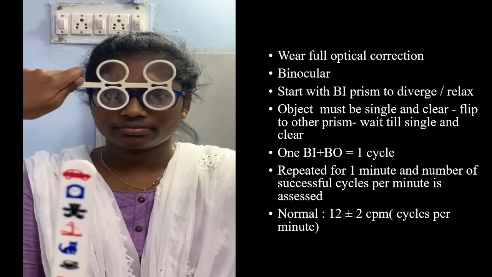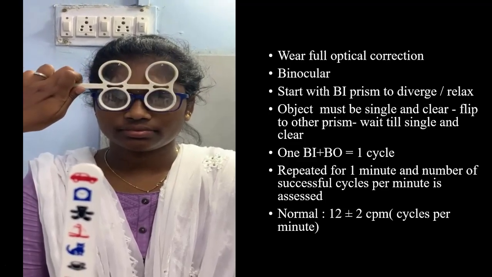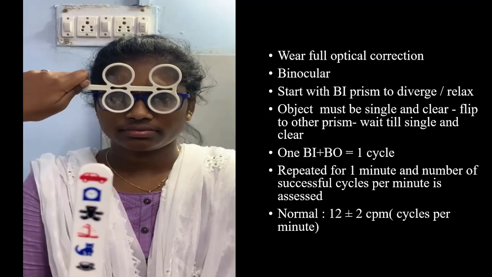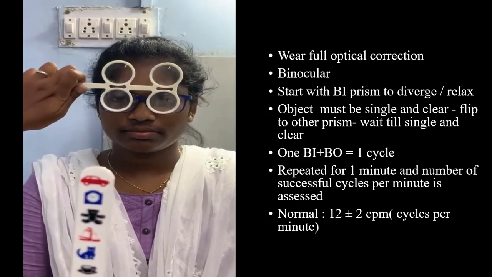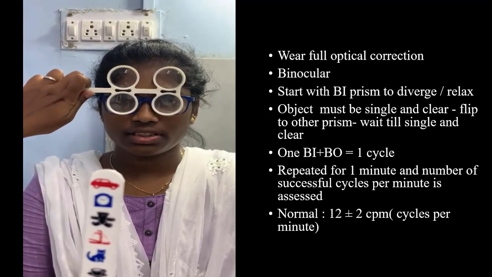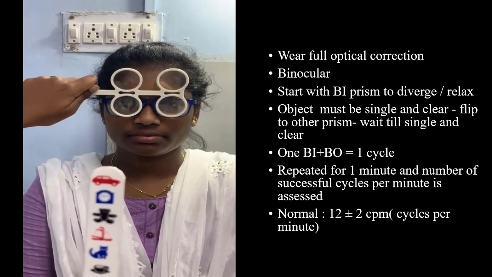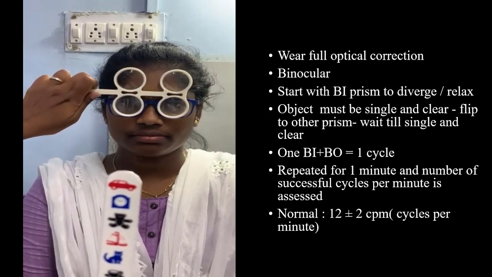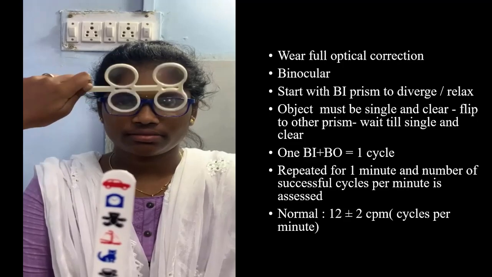One base in and one base out together is 1 cycle. This is repeated for 1 minute and the number of cycles per minute is assessed. Normally it is around 12 cycles per minute that they have to read. Whether it's clear or till it becomes clear, we have to wait.